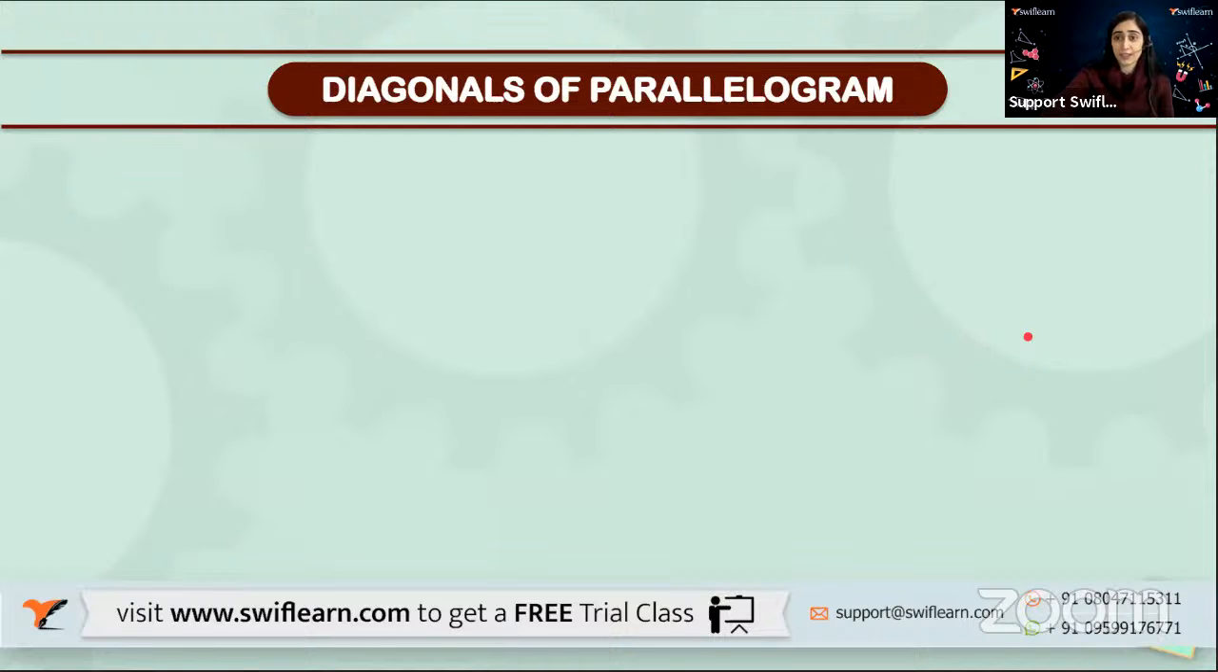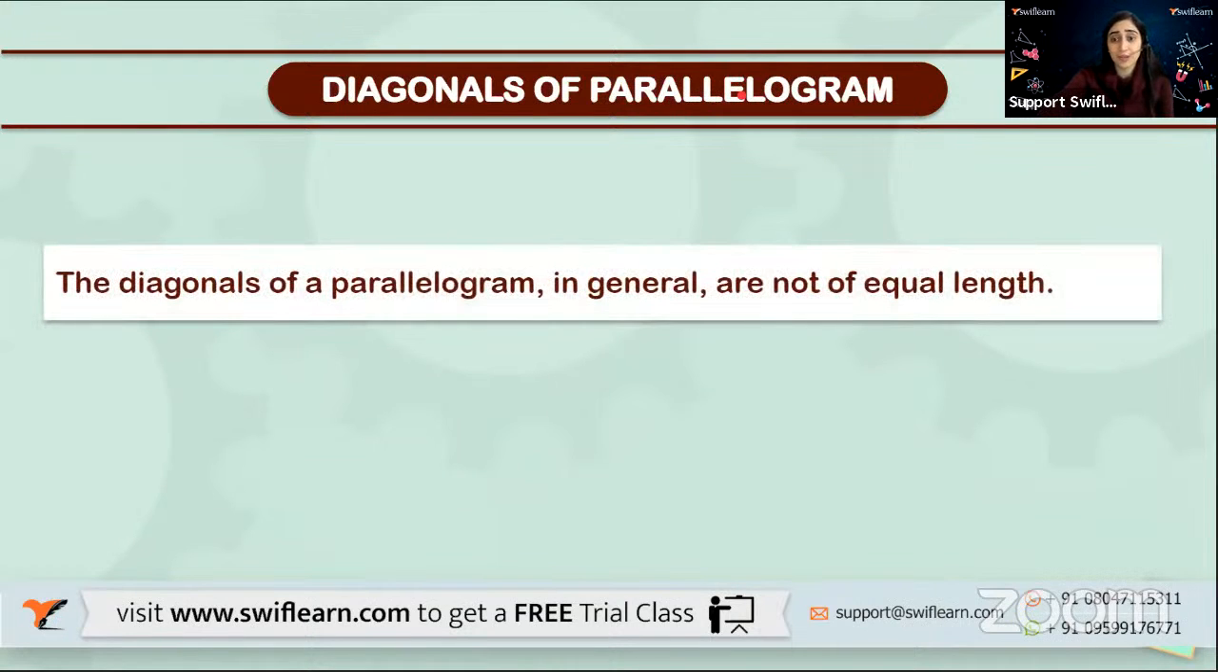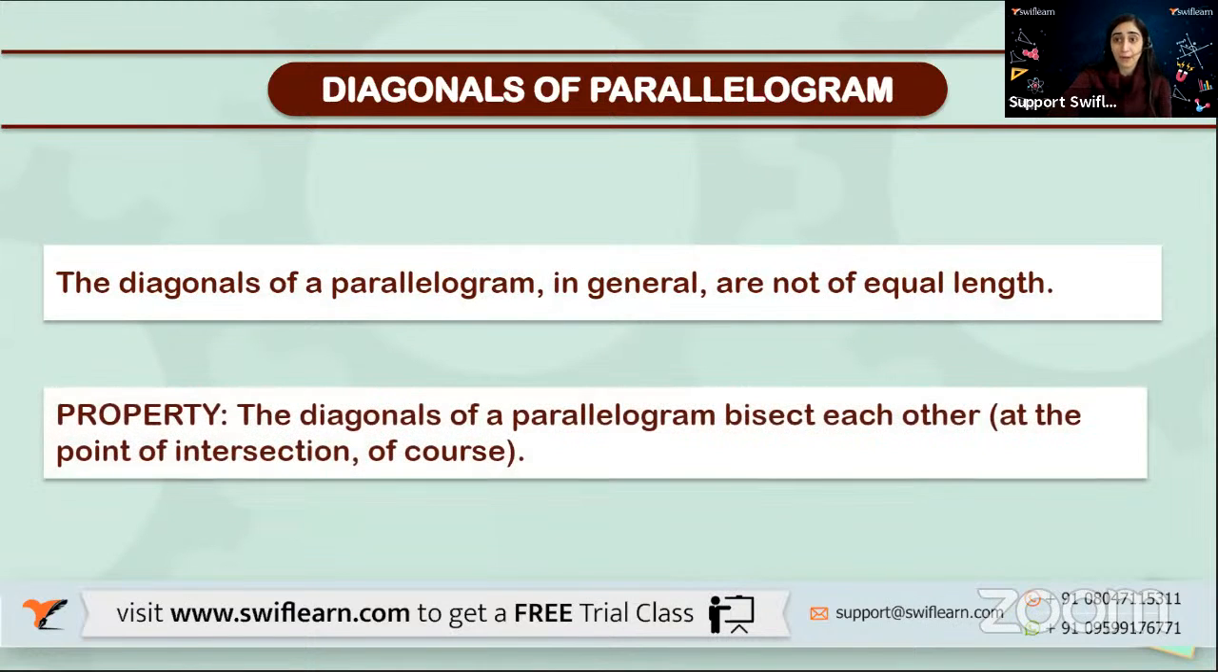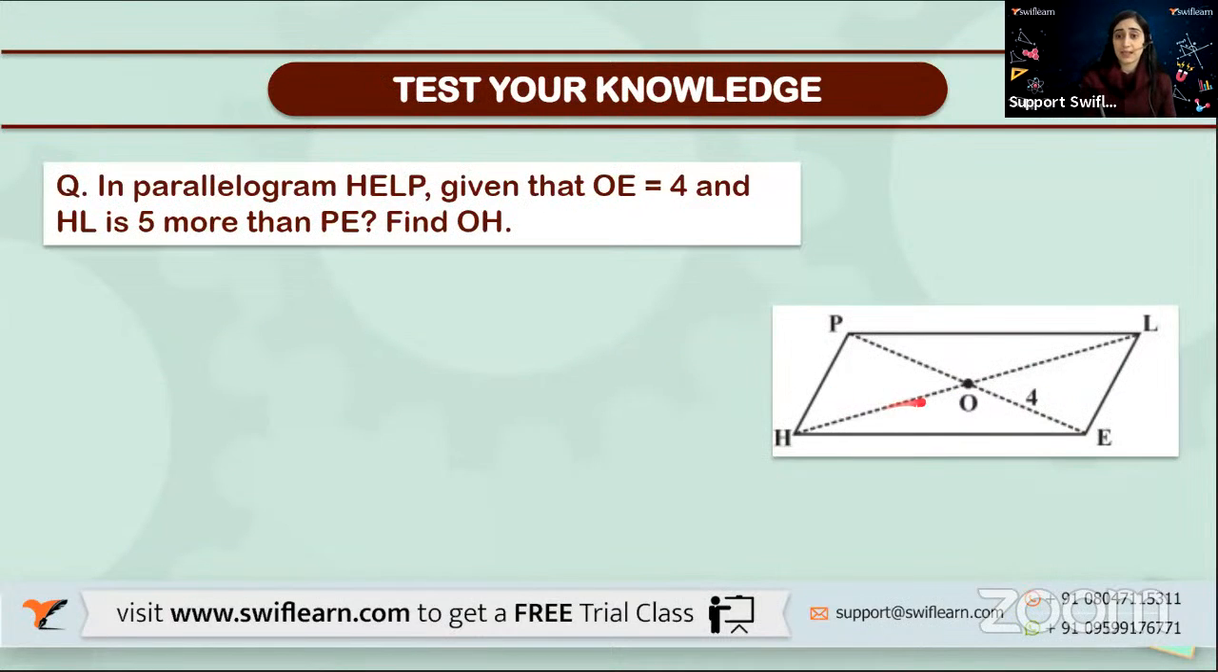Moving on to the next topic, it says the diagonals of a parallelogram. So what are the diagonals? The diagonals of a parallelogram are generally not equal in length. Just remember that the diagonals in a parallelogram are not equal in length. Instead, when these two diagonals intersect, they divide both the diagonals into equal parts. They bisect each other. That means if this is a diagonal of a parallelogram, then OH equals OL and OP equals OE. This is the way we do it.